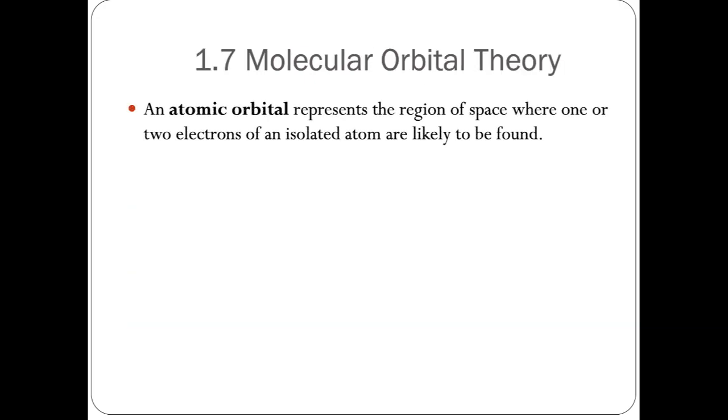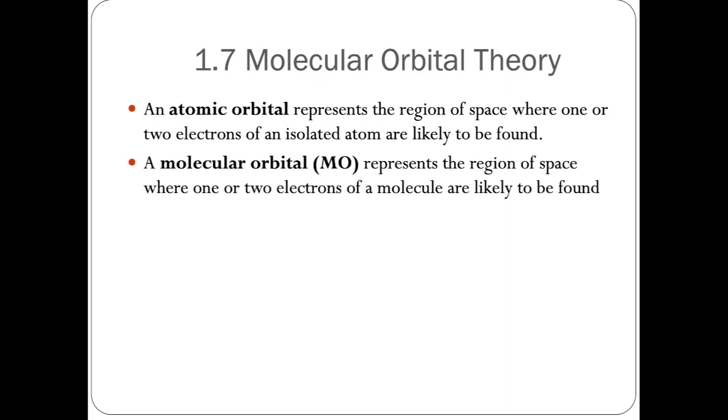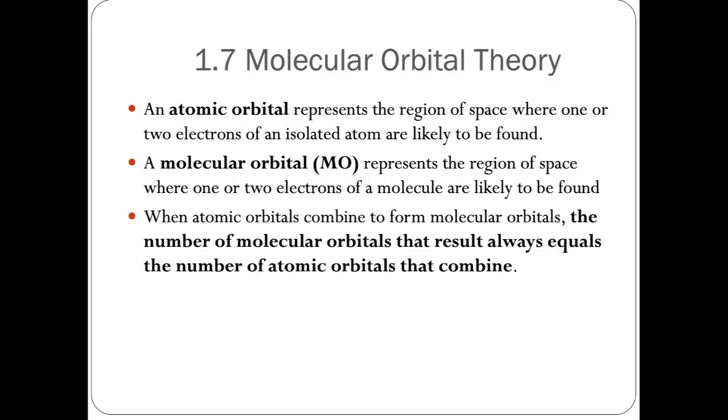An atomic orbital represents the region of space where one or two electrons of an isolated atom are likely to be found. A molecular orbital, MO, represents the region of space where one or two electrons of a molecule are likely to be found. When atomic orbitals combine to form molecular orbitals, the number of molecular orbitals that result always equals the number of atomic orbitals that combine.